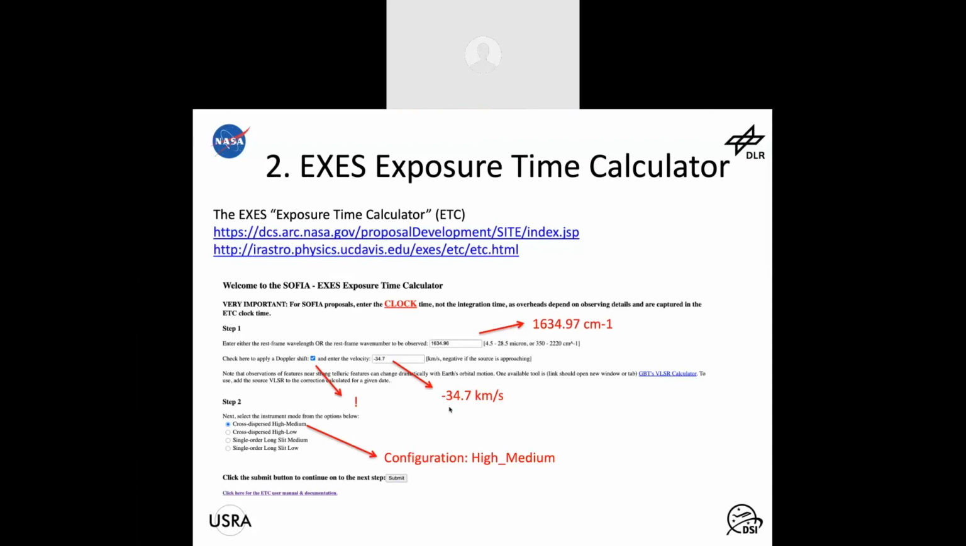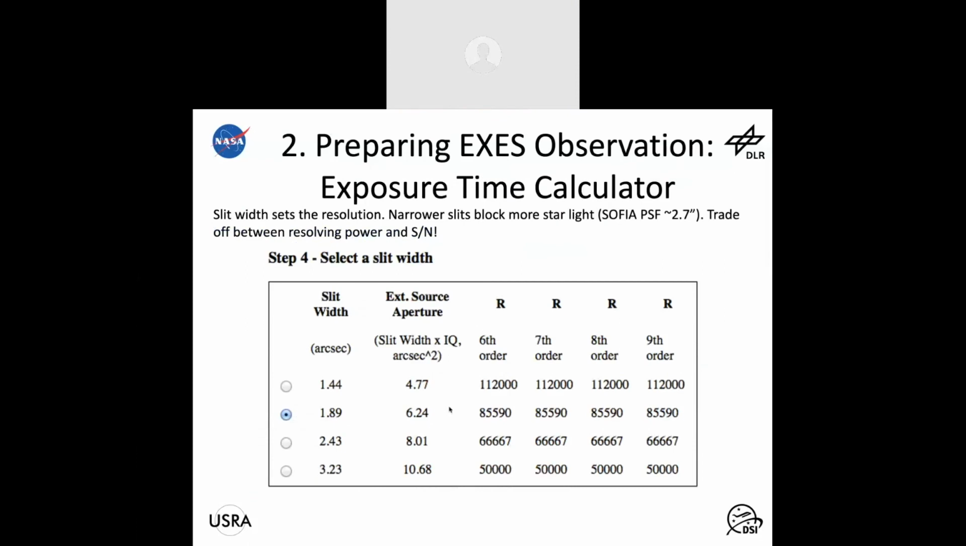So I enter the rest frame wavelength of the ground state line, and then I check the box saying that I want to apply a Doppler shift to it, because we care in this case what that particular line is doing. And I enter that blue shift of minus 34.7 kilometers per second. And then before proceeding, I select which of the 4 modes we're going to use, which I've already decided was the cross-dispersed high-medium mode. So hitting submit leads to the next screen, where you have a bunch of panels to enter information to further define your observation.